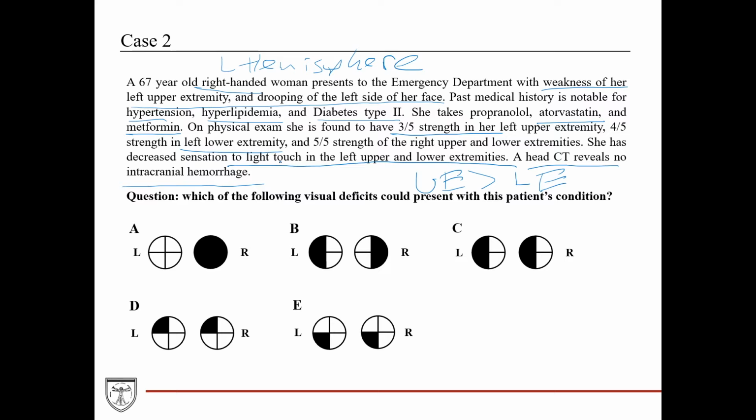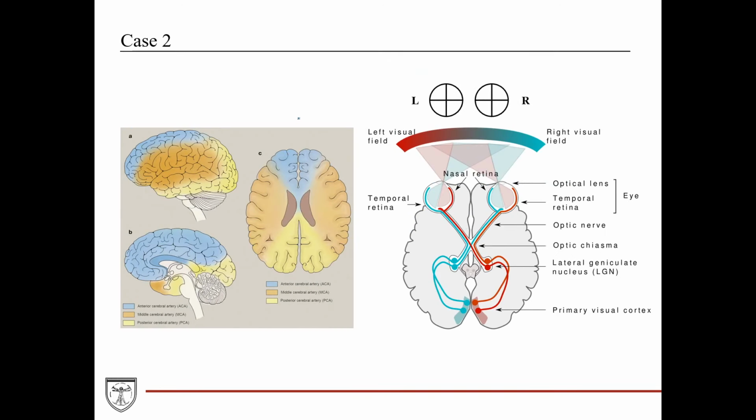So the question is, which of the following visual defects could present with this? Based on this, she's got facial droop and weakness in the upper extremity, so this is an MCA. What you want to boil down is, what's the question really asking? The question's asking what visual defect could present with an MCA stroke. So let's go back to our diagram here. We look at our MCA distribution here, and here. That's going to correspond to here and here.